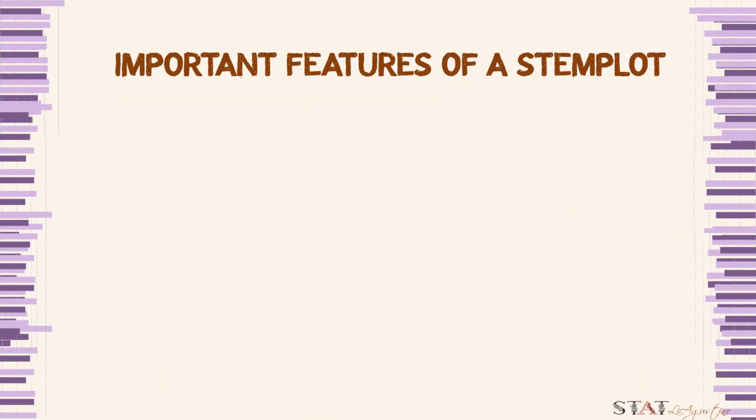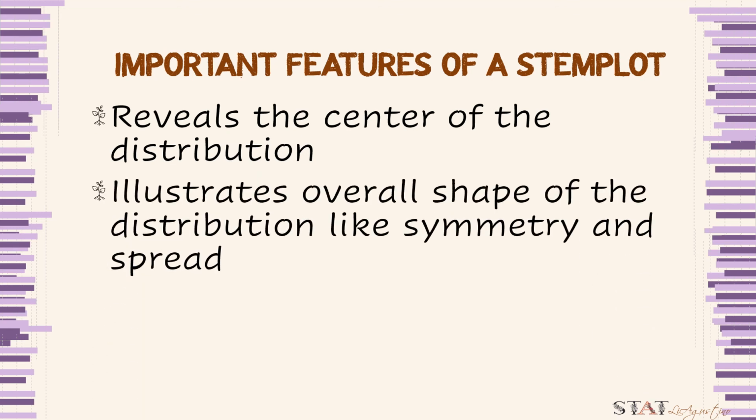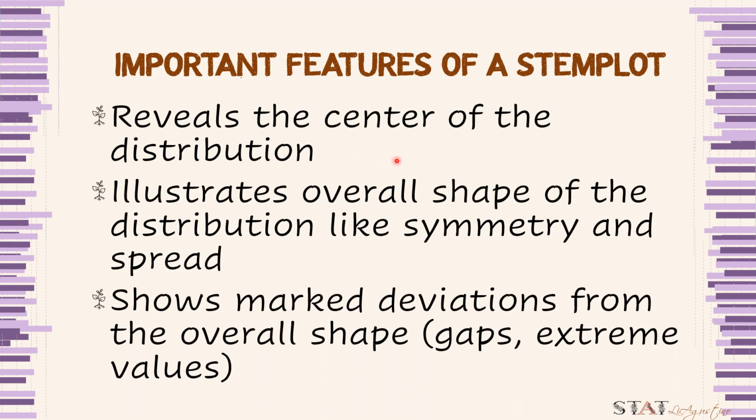Important features of a stem plot: it reveals the center of the distribution, especially for the normality test. By just looking at the stem and leaf plot, you already have an idea if your data is normal. It illustrates the overall shape of the distribution, like symmetry and spread. And it shows marked deviations from the overall shape, gaps, and extreme values. You can see that in the stem and leaf plot.